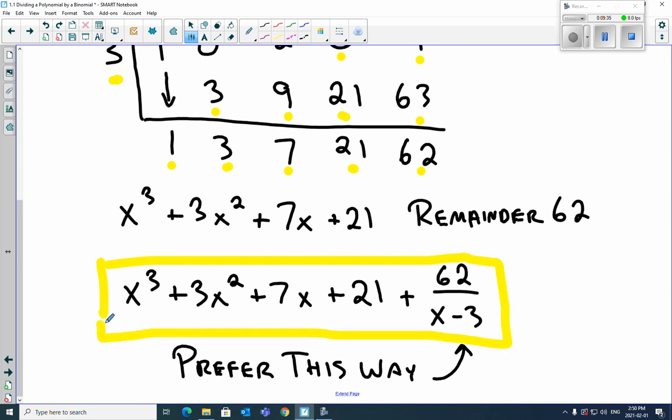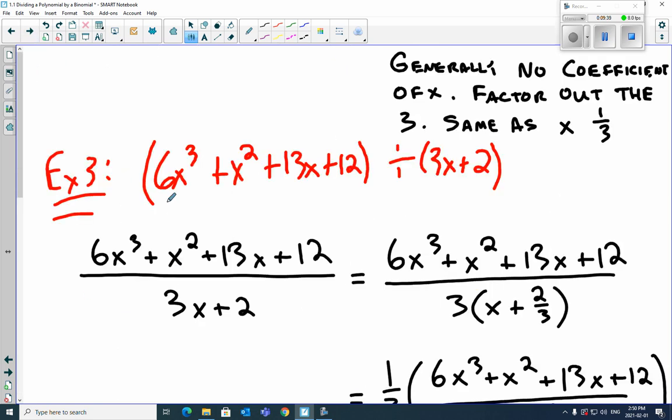Okay? Let's do another example. Last example on the page here. Okay, so this one's really tricky. So we got 6x cubed plus x squared plus 13x plus 12. So nice, we're not missing any, we don't need to put any zeros in there, but look what we're dividing it by. 3x plus 2. Oh, cool.